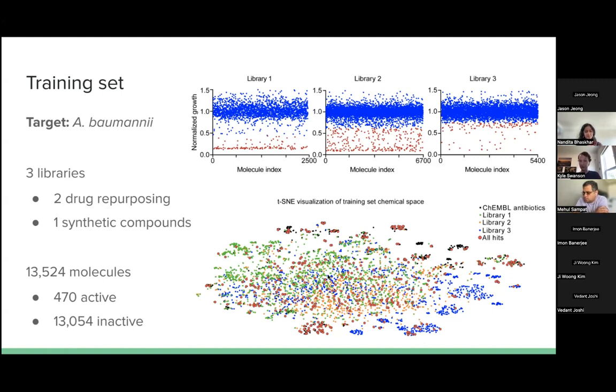You can see a visualization of the space of these different molecules in different libraries. But in the end, even though it was initially 3 different libraries, we decided to just combine it all together. So it's one single training set with a binary classification task.